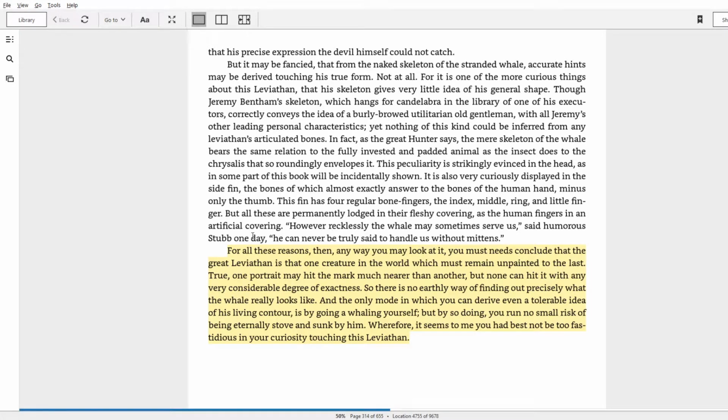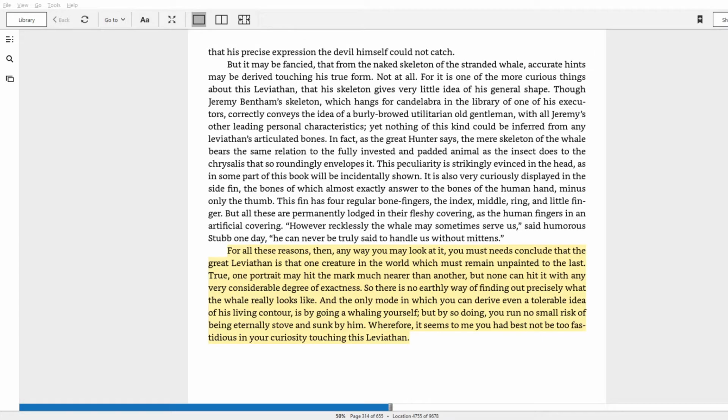It says, "For all these reasons, then, any way you look at it, you must needs conclude that the great Leviathan is that one creature in the world which must remain unpainted to the last. True, one portrait may hit the mark much nearer than the other, but none can hit it with any very considerable degree of exactness. So there is no earthly way of finding out precisely what the whale really looks like, and the only mode in which you can derive even a tolerable idea of his living contour is by going whaling yourself. But by doing so, you run no small risk of being eternally stove and sunk by him. Wherefore it seems to me you had best not be too fastidious in your curiosity touching this Leviathan."